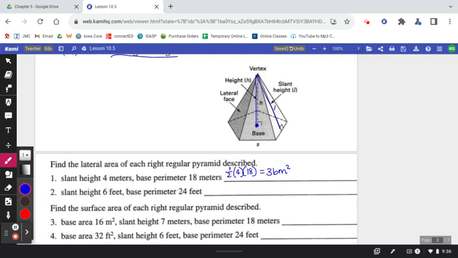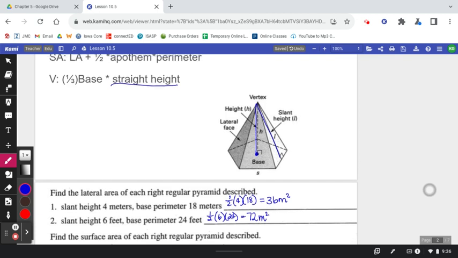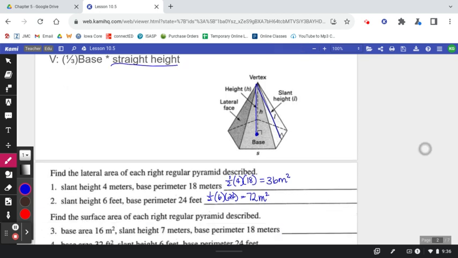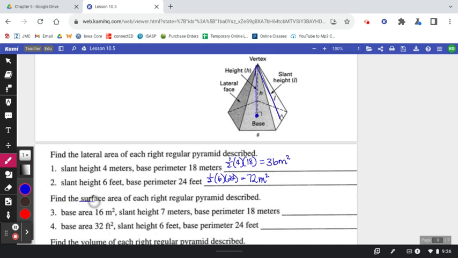Same thing on number 2. They're asking us for half the slant height times the perimeter, which is 72 meters squared. So again, the lateral area, remember from our definitions, is the area of the sides. And so now we're asking for the surface area, which is the sides, like we just did, and we're going to have to add one base.